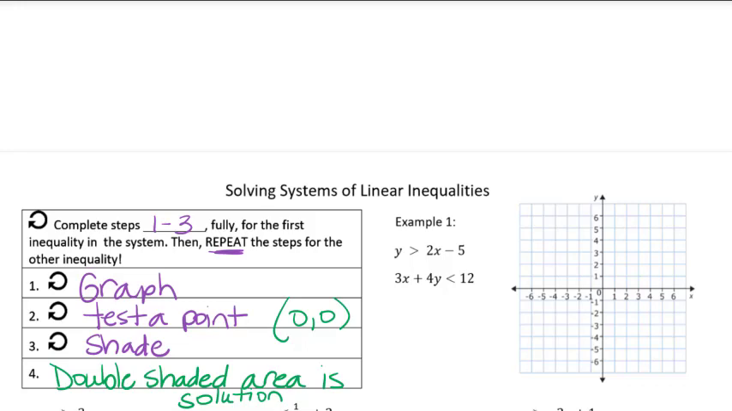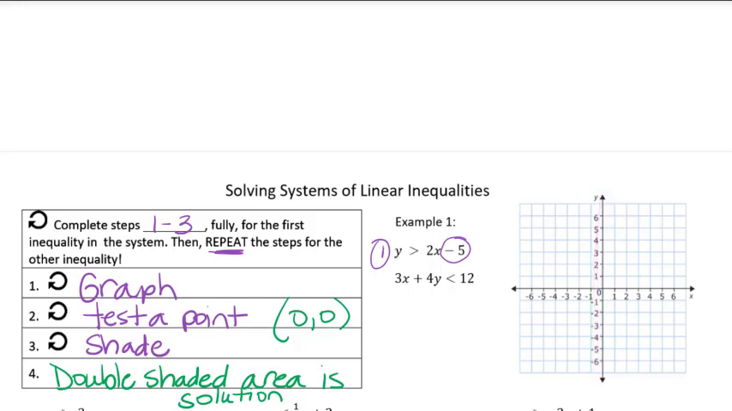All right, looking at example 1, we have the inequality y is greater than 2x minus 5, and the inequality 3x plus 4y is less than 12. So we're going to start with our first inequality. And when you're doing these, it's sometimes helpful if you use colored pencils to shade so that you can see where the double shaded area is.